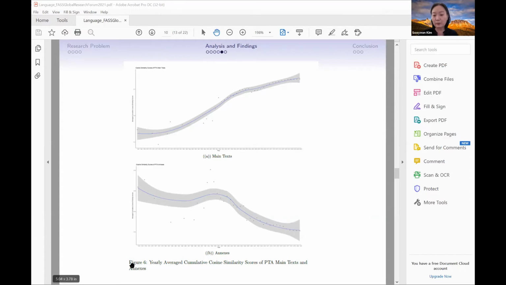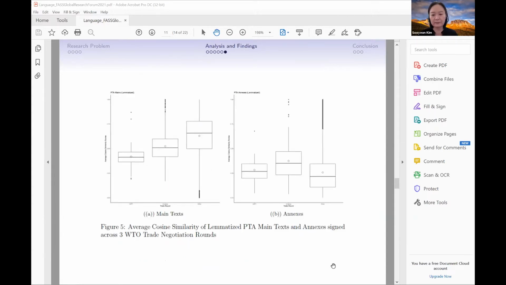At the same time, what we found is that the cosine similarity in the annexes has declined over time. Right. Also very interesting. I think this is the main analysis. That's right. One more interesting feature is in this one.